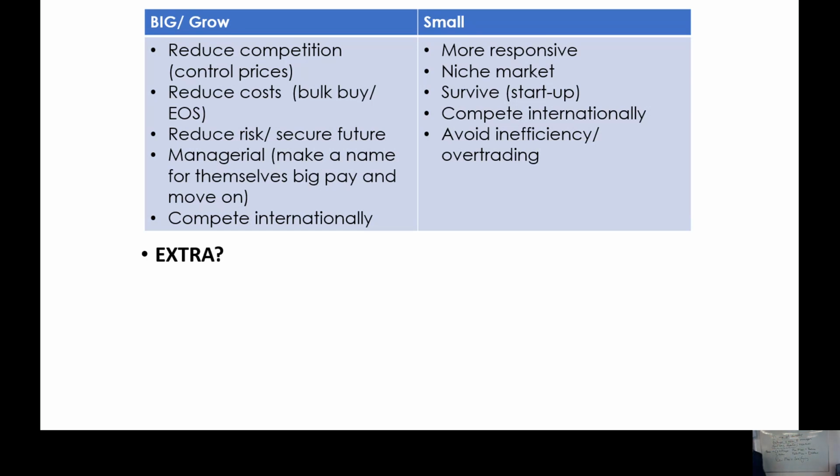Being small might allow you to be more able to compete internationally. You might be able to move quicker into a different market or test out a market. It might also help you to avoid inefficiency or overtrading. So sometimes businesses grow too fast, they take on too much debt, and they become unsustainable. But also becoming a big business might slow you down, and you may start to lose productive efficiency.